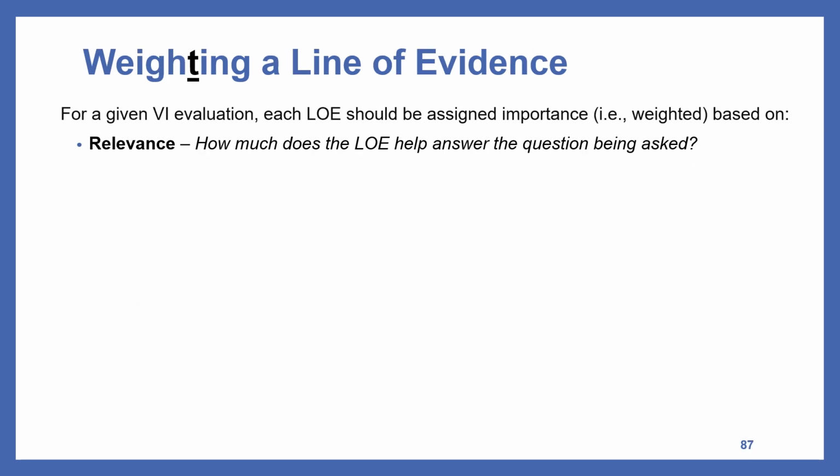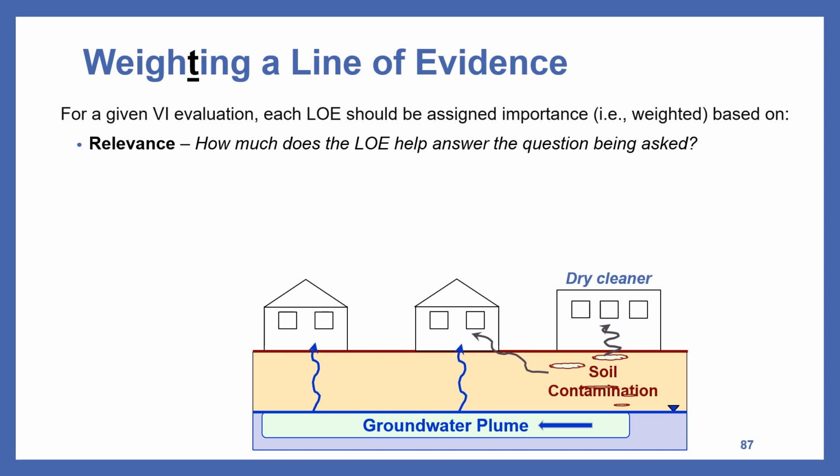When using multiple lines of evidence, one of the things you're going to have to do is figure out how much weight or importance you're going to assign to a given line of evidence. To think about this, we're going to walk you through 3 factors, with the first being relevance. That gets at how much does the line of evidence help you address the question being asked. To speak to this, I'm going to use this cross-section down below. Let me explain it to you.